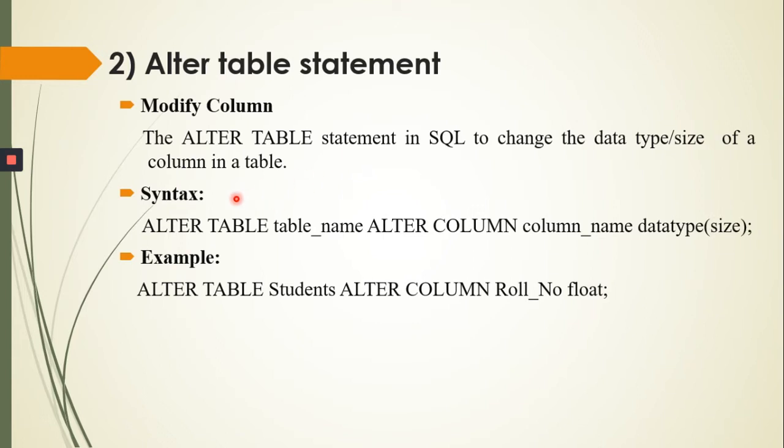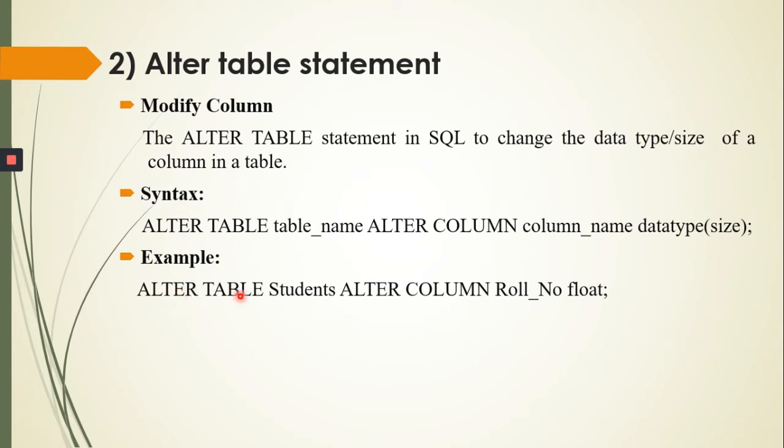So alter table, table name. Now here we have to use alter column. Alter column, column name, data type and size, to which we have to perform the modification. See the example: alter table student, student is the table name. Alter column roll number, and the data type is float. Previously roll number's data type may have been integer. Now we are converting from integer to float. So it is an alteration of an existing column.